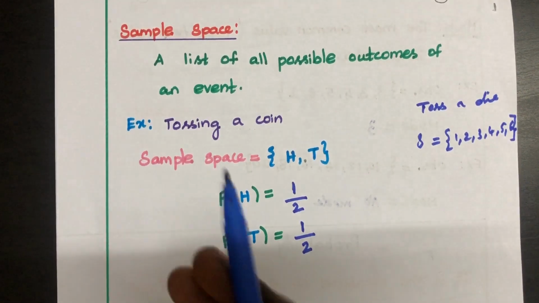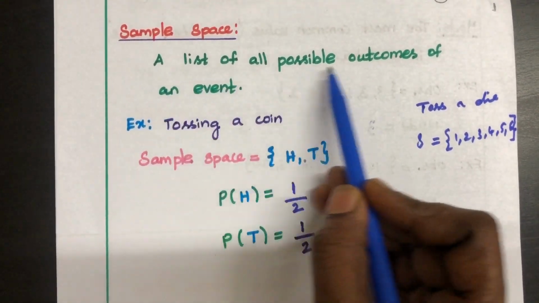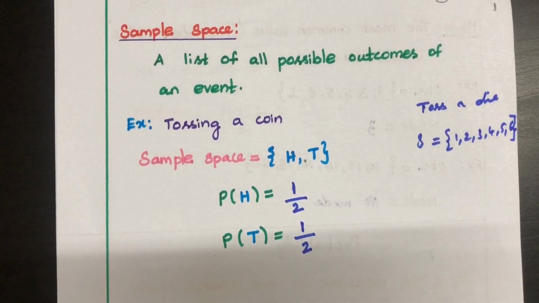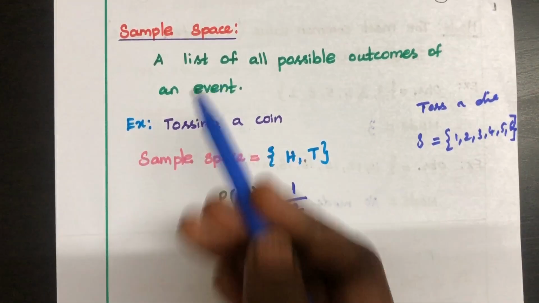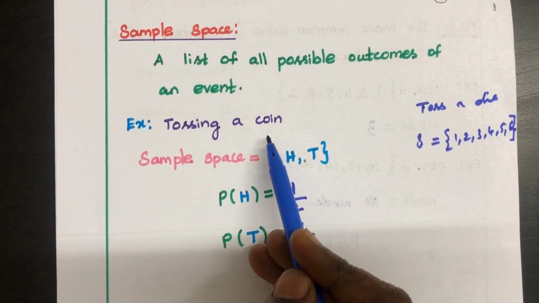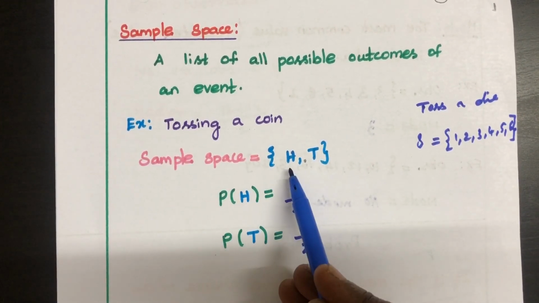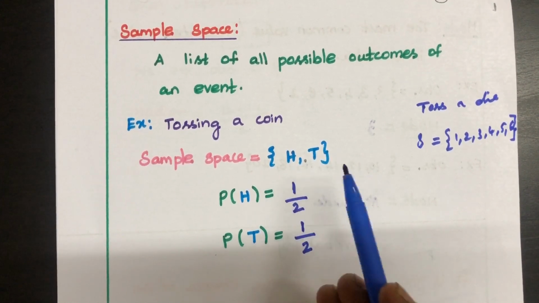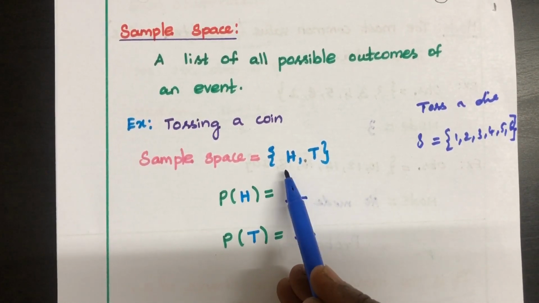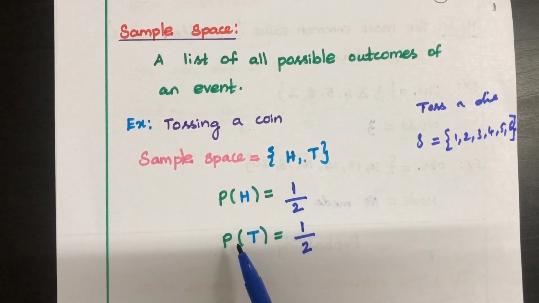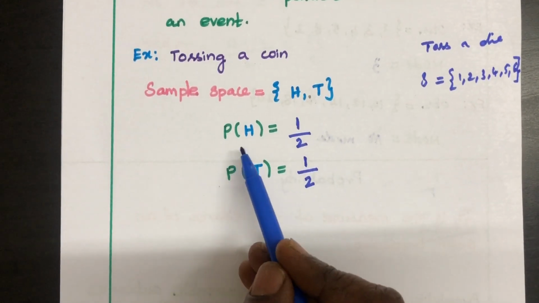Sample space. Sample space means a list of all possible outcomes of an event. If we list out all the possible outcomes, that is called the sample space. Example, tossing a coin. If we toss a coin, what is the sample space? Either we will get H, that means head, or T, tail. So these are the only possibilities, right? So H and T.